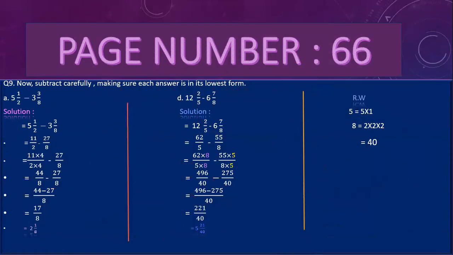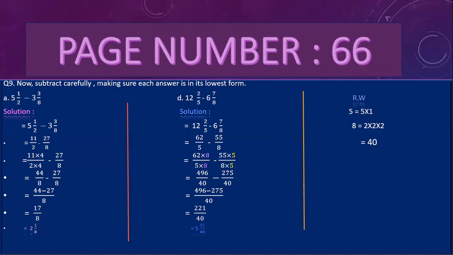Question number 9. Subtract carefully, making sure each answer is in its lowest terms. There are also 4 parts. Question number 9, parts A and D. This is the same as the questions we have done in question 8. First, we convert into improper fractions, make both denominators the same, subtract the numerators, and if the answer is an improper fraction, we divide it. Otherwise, if it is a proper fraction, our answer will be the same.